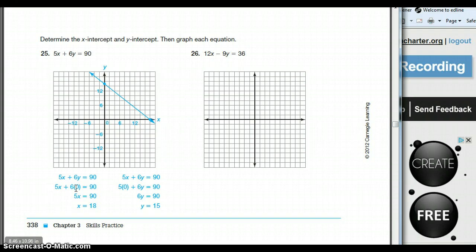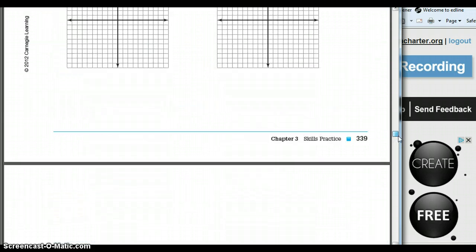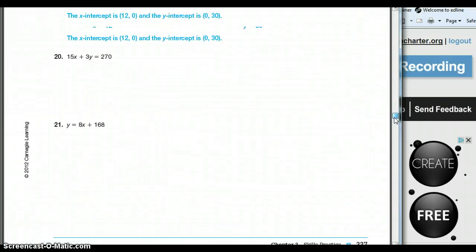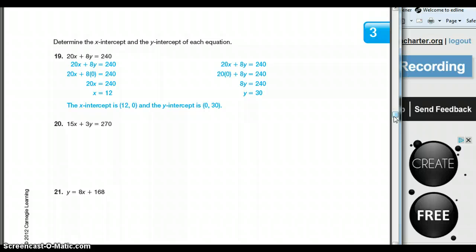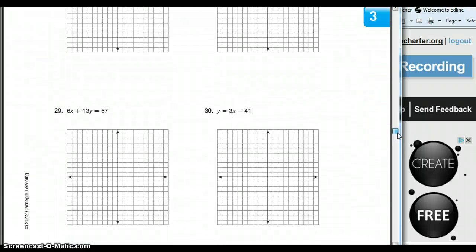So here they put in 0 for y and they found the x-intercept's 18. They put in 0 for the x and they found the y-intercept was 15. So they put a point at 18 on the x and 15 on the y and drew the line. So you are to find the x and y intercepts of each one of these and draw the graph. Now, looking back, I think that's kind of a lot. So if you're accurately listening to this video, I will let you do 20 through 30 evens. So only the evens on these.